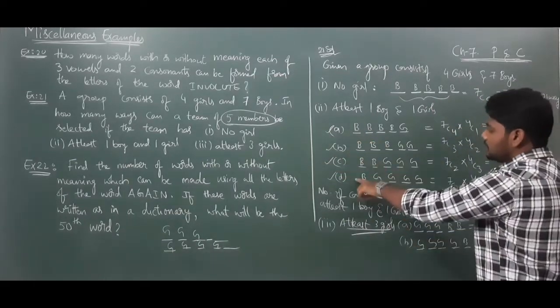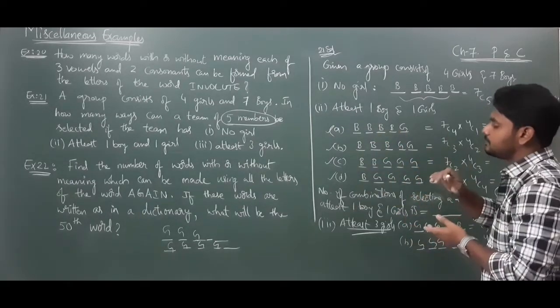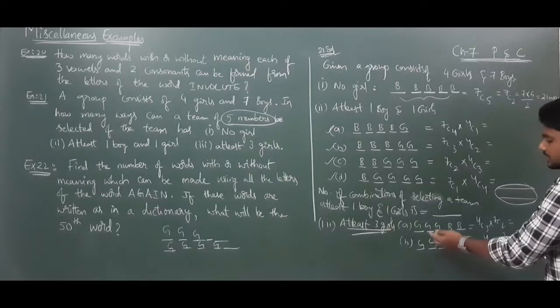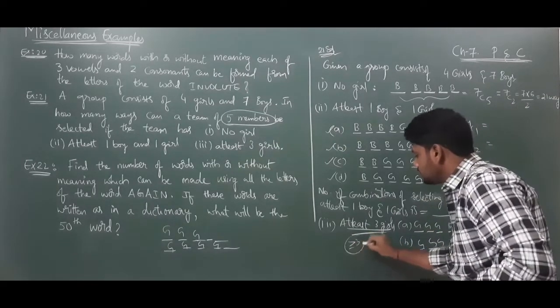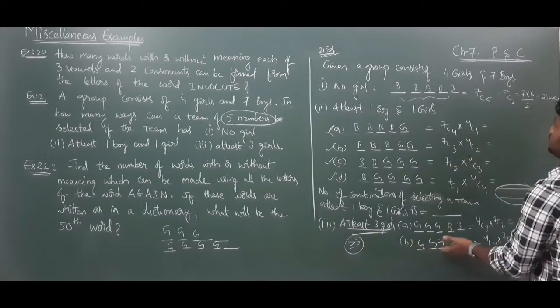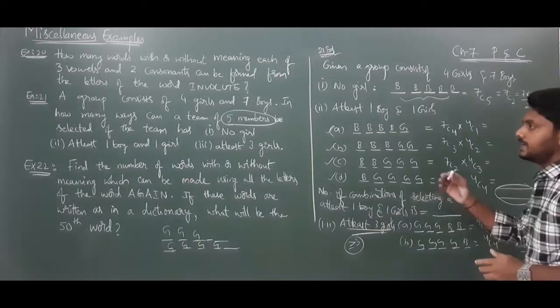Next, at least 1 boy and 1 girl. So these are the combinations in which at least 1 boy and 1 girl are there. If you add all those, you will get the answer. Next, at least 3 girls. At least 3 means 3 or more, greater than or equal to 3. But finally we only need to take 4, because we have a limited number of 4 girls. So this is about this example 21.